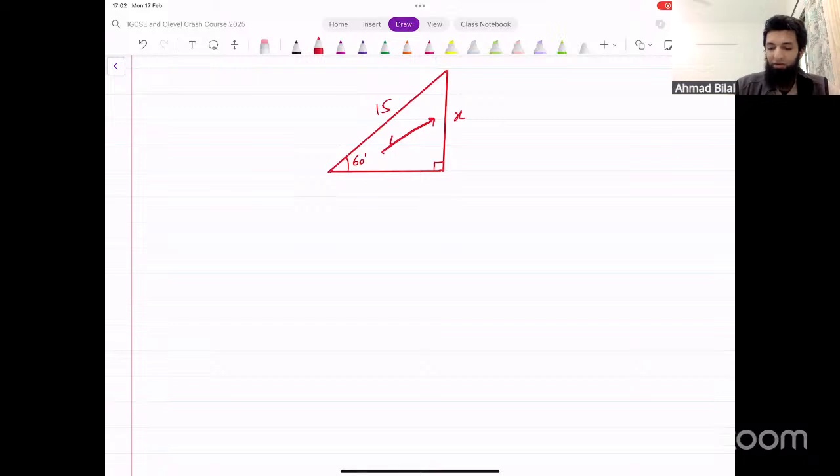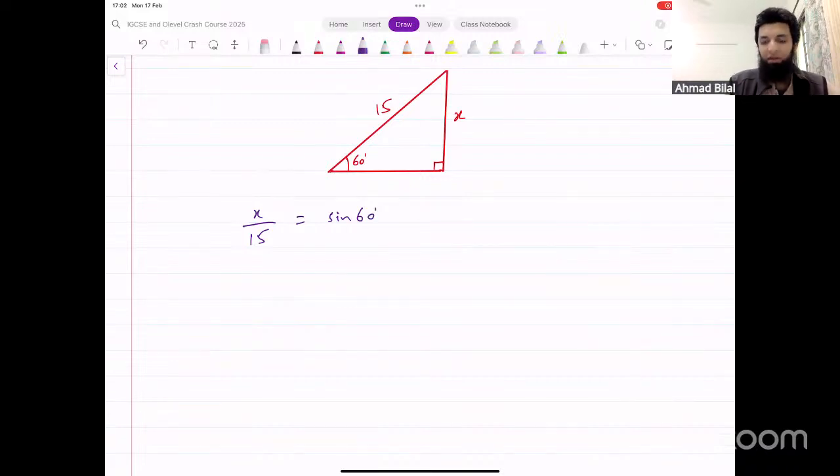X is perpendicular, 15 is hypotenuse. So you say perpendicular over hypotenuse, that equals sine of 60. And now again, if it is in the non-calculator paper, you need to be able to recall this value. What is sine of 60?